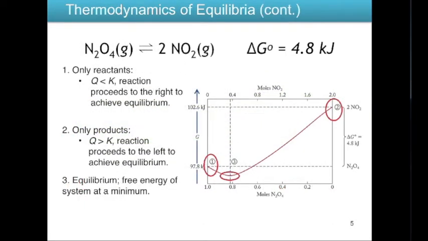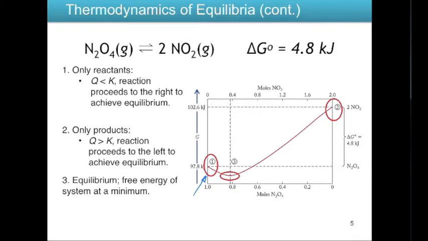If we look at this particular reaction, N2O4 in equilibrium with 2NO2, it has a standard state delta G of 4.8 kilojoules. That means at standard state conditions, this reaction does not proceed in the forward direction. It would proceed spontaneously in the reverse direction. Now, if we compare this to our discussion previously on Q and K, remember when Q is less than K, the reaction proceeds to the right. That's when we only have reactants. So that's when we are right there on this curve, the first circle, condition 1.